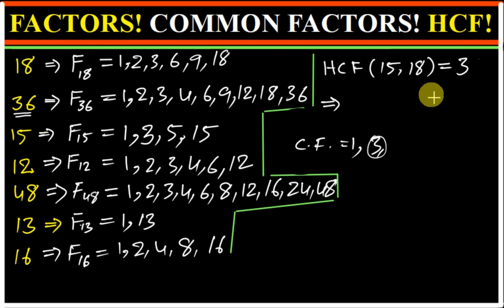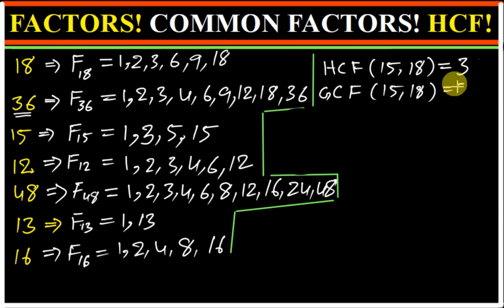Whether it is HCF, highest common factor, or greatest common factor GCF, or greatest common divisor GCD, all are the same. So we can say either HCF of 15 and 18 is 3, or GCF of 15 and 18 is 3, or GCD, greatest common divisor of 15 and 18, is also 3. Okay, so let's take another example.